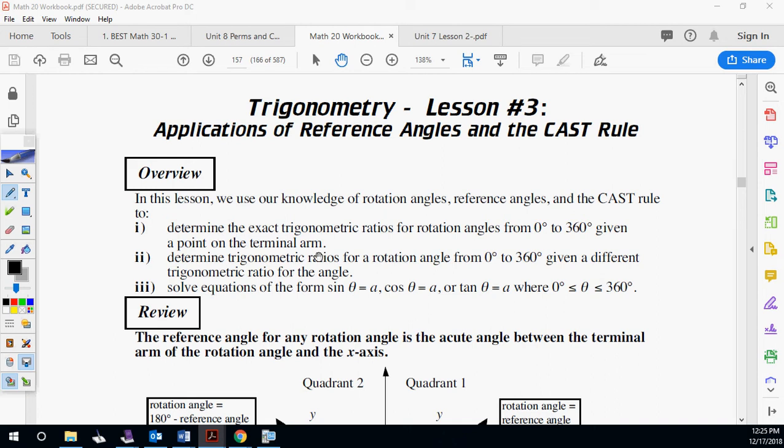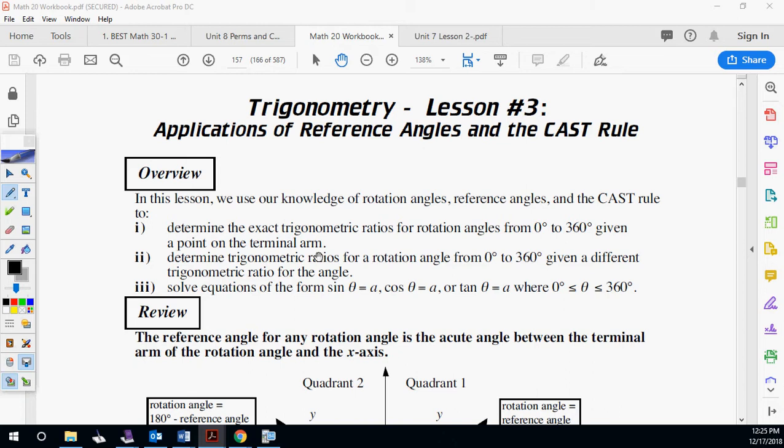3, applications of reference angles and the cast rule. So we're taking what we know with reference angles and cast rule and applying them. Again, just quick review. Reference angle is the angle or position back to the x-axis. Cast rule tells you what's positive or negative and where.